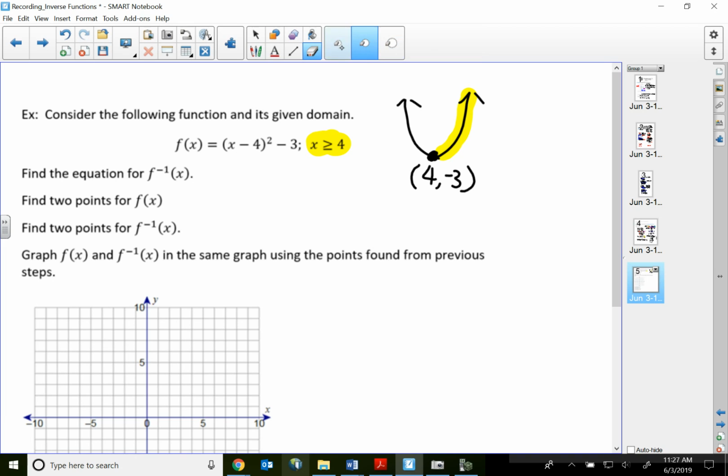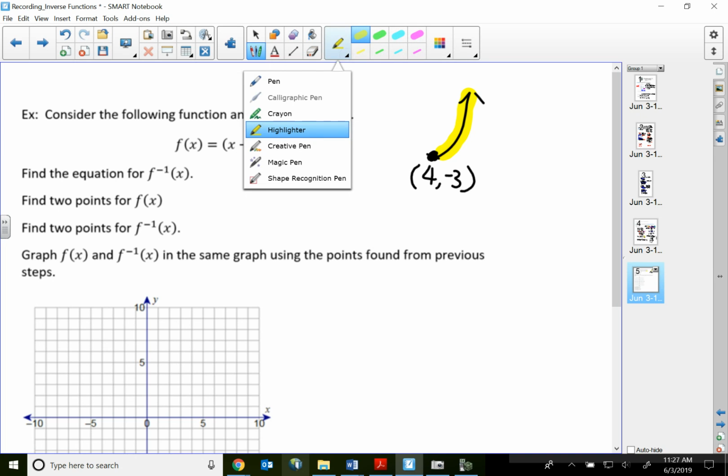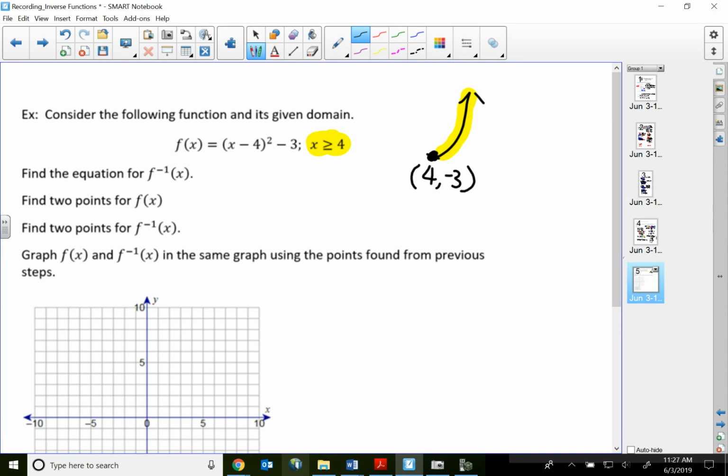So that means the left side of the 4 is going to be ignored. I'm only looking at half a parabola here. Does this half a parabola pass the horizontal line test? Yes, it does. Then I can find a formula for its inverse.